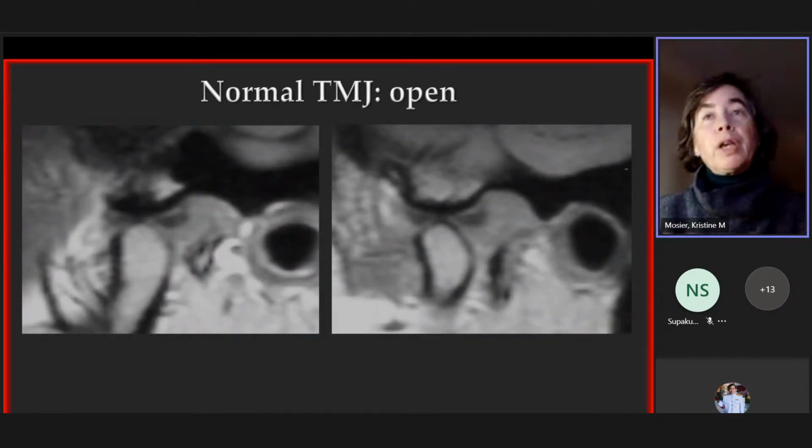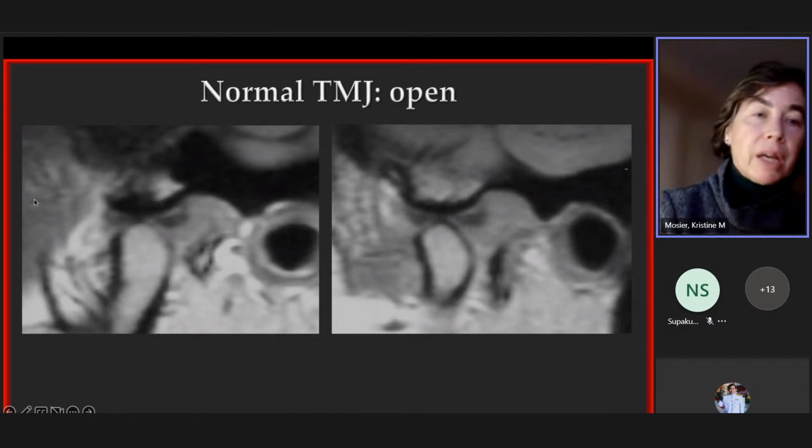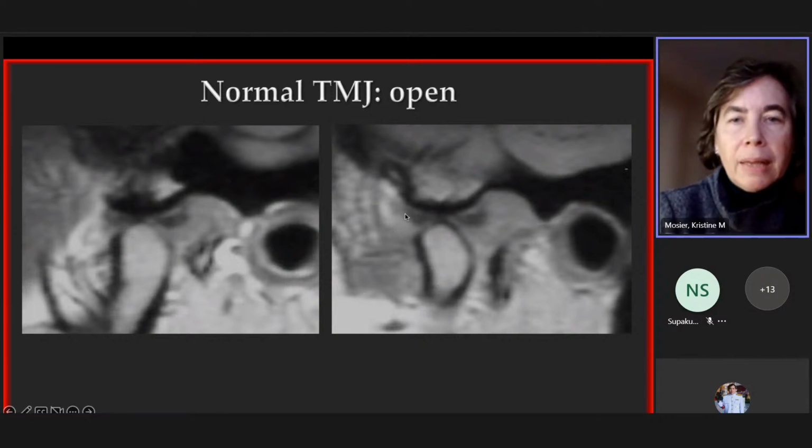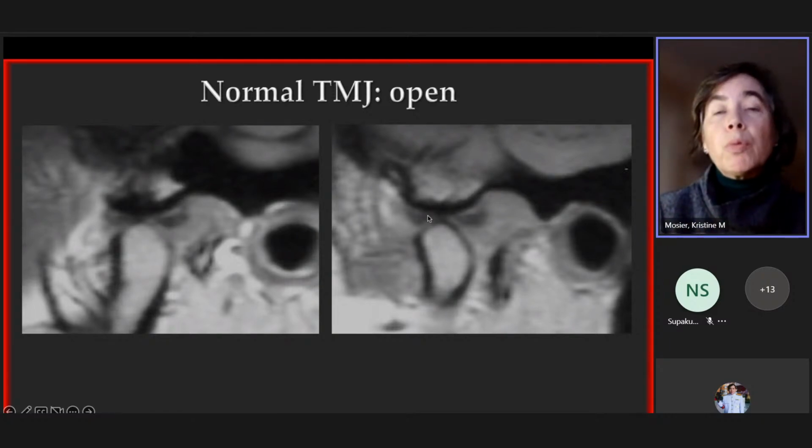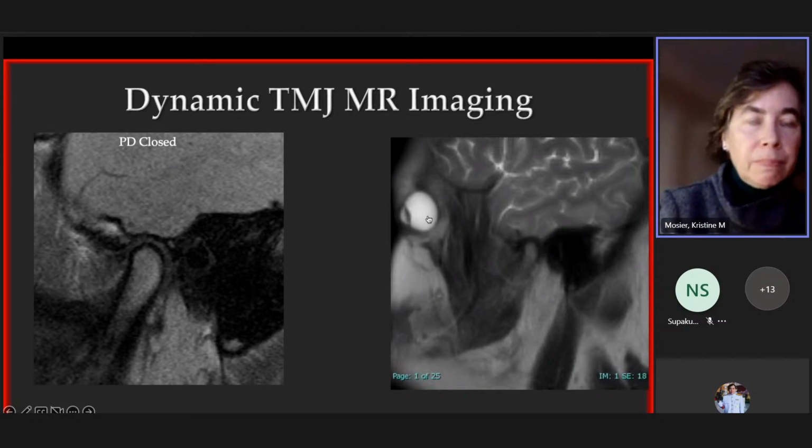On opening, as we said, what we're looking for is rotation and translation of that condylar head. Let me go back here. And we want that articular disc to pop back over the top of the condylar head, as we see here. Here's our bow tie configuration in the opening movements of this joint, where we see the articular disc popping back over. So this is a completely normal joint with normal reduction of that articular disc.